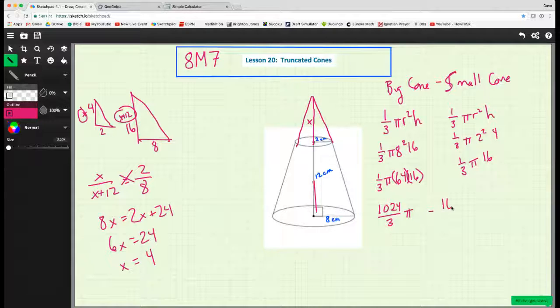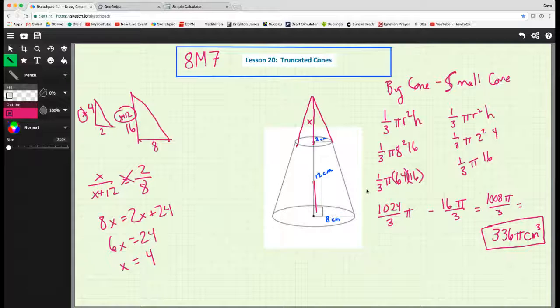So we subtract off 16 pi over 3. 1,024 minus 16 is 1008. 1008 pi over 3, which is equal to 336 pi centimeters cubed. Good.